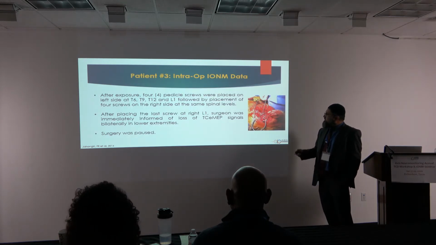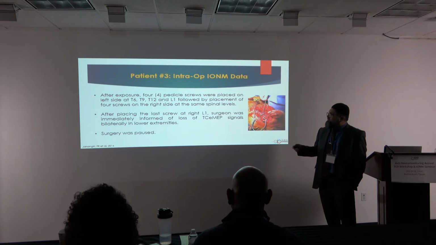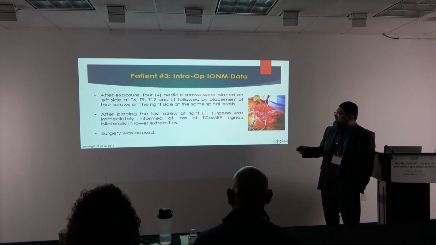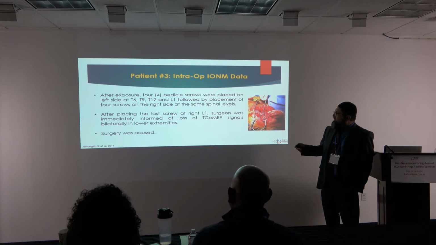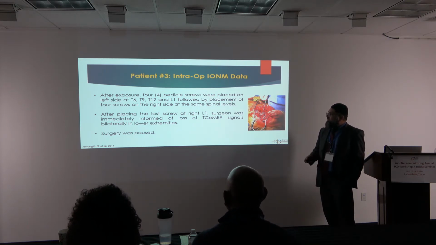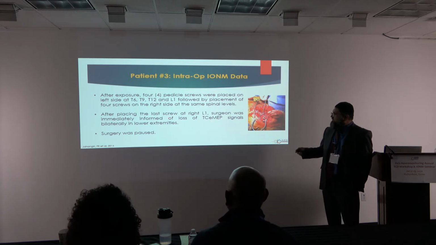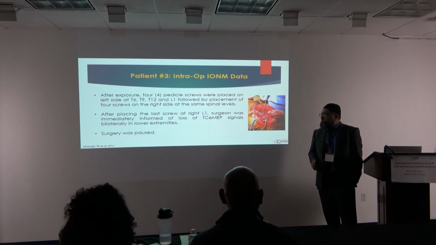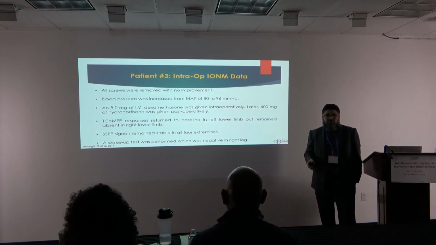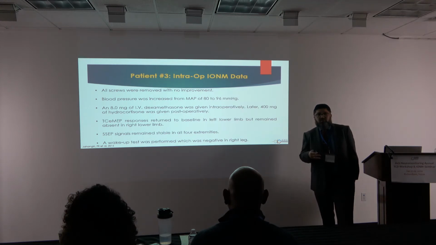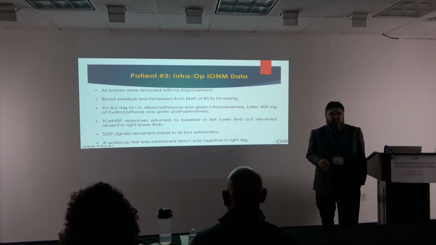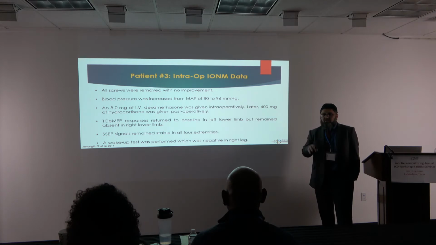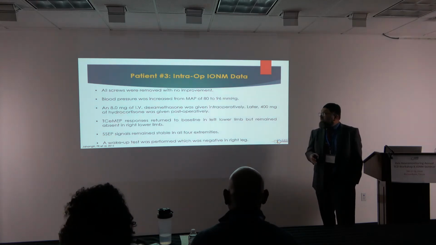So after exposure, 4 pedicle screws were placed on the left side at T6, T9, T12, followed by the placement of 4 screws on the right side, same levels, T6, T9, T12, and L1. After the last screw, we lost MEP in bilateral lower extremities, and surgery was paused. We put in 8 screws and we lost everything. So the surgeon turned to me and said, okay, what should we do? This was a surgeon who used monitoring only once or twice a year, he never used regular monitoring. So this was one of those cases. He turned to me and said, what should I do?